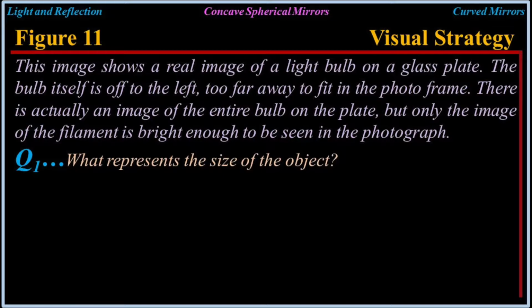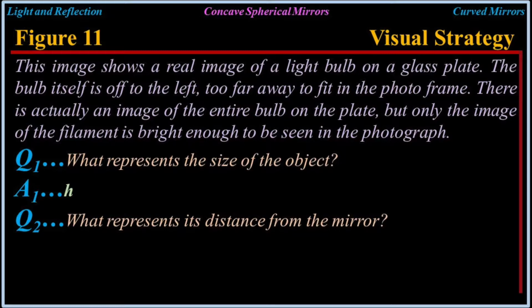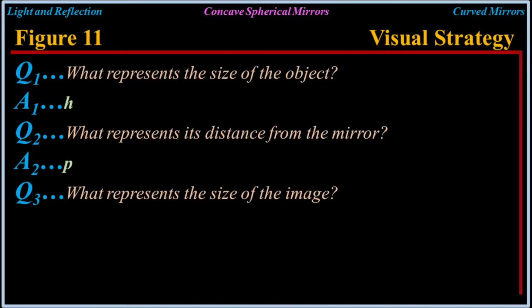What represents the size of the object? Well, it'll be h. The image size will be h prime. What represents its distance from the mirror? The object's distance from the mirror. That will be p, as in p's and q's. What represents the size of the image? That will be h prime.